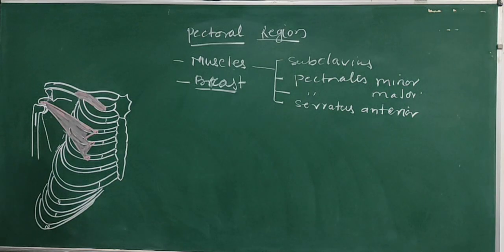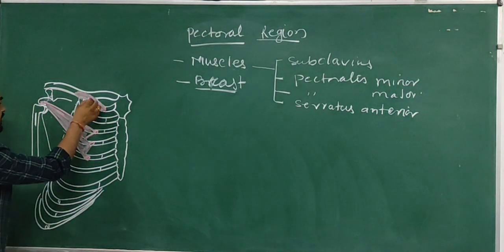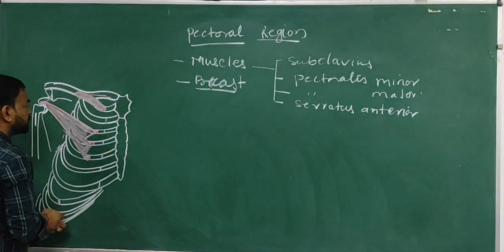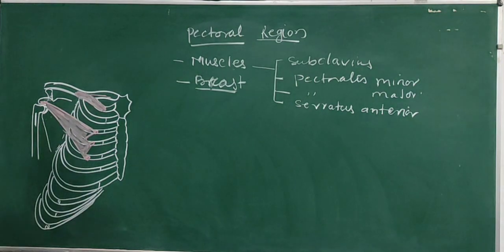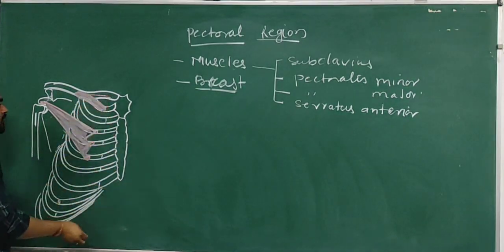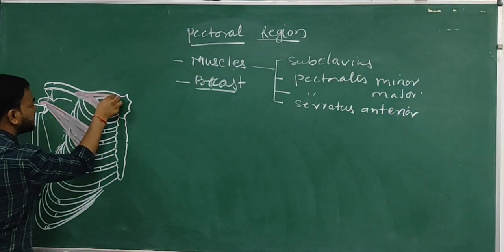Okay. The pectoralis major muscle has two heads, that is a clavicular head and the sternocostal head. So the clavicular head की origin कहाँ से होती है? Medial half of the anterior aspect of the clavicle. So the medial half of the anterior aspect of the clavicle.